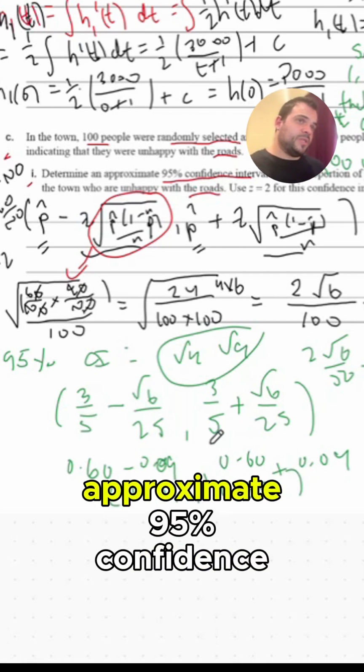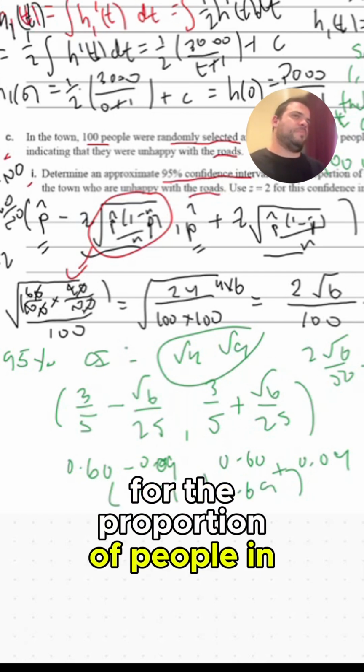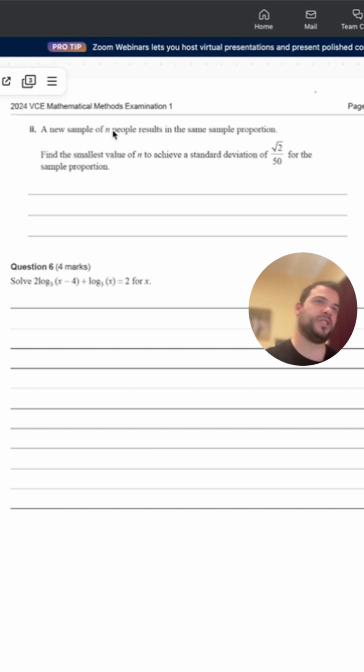This is the approximate 95% confidence interval for the proportion of people in the town who are unhappy with the roads. We're told that a new sample of n people were asked this question, and it resulted in the same sample proportion. So maybe not 100 people were asked this question, randomly selected from the town's population and asked this question about the roads. Maybe a different number of people were asked. And of those n, which is a different number, the same sample proportion, so 60% of those n people, indicated that they were unhappy with the roads as well.